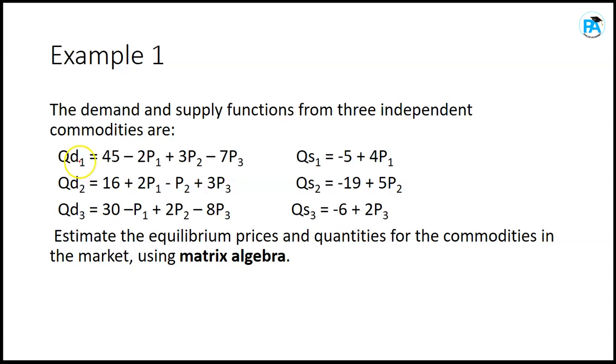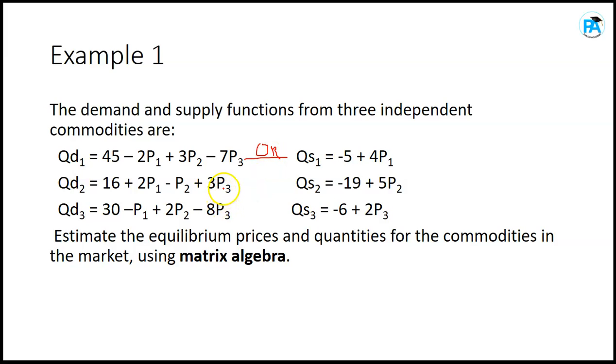To find the equilibrium quantities, let's say the equilibrium quantity of commodity 1, you can use this function and substitute what you got for P1 here, P2 here, and P3 here, or you can take this. You can take either of these. To get the equilibrium quantity of commodity 1, you can choose to take the function for quantity demanded of commodity 1 or the function for quantity supplied of commodity 1. You can choose to use either of them to find your equilibrium quantity.